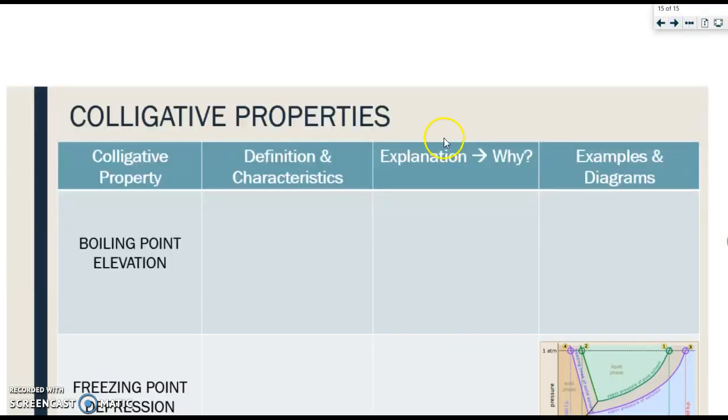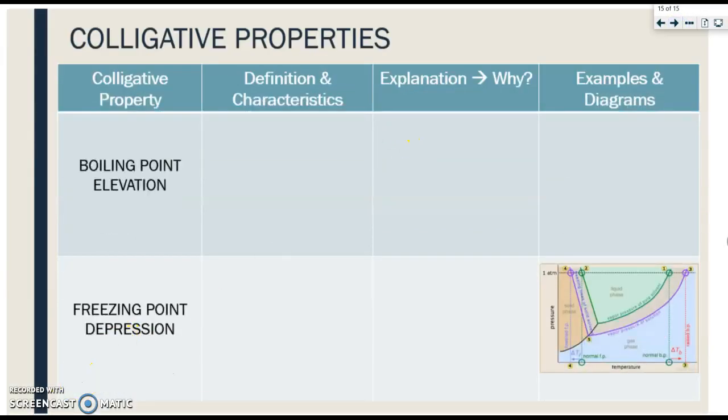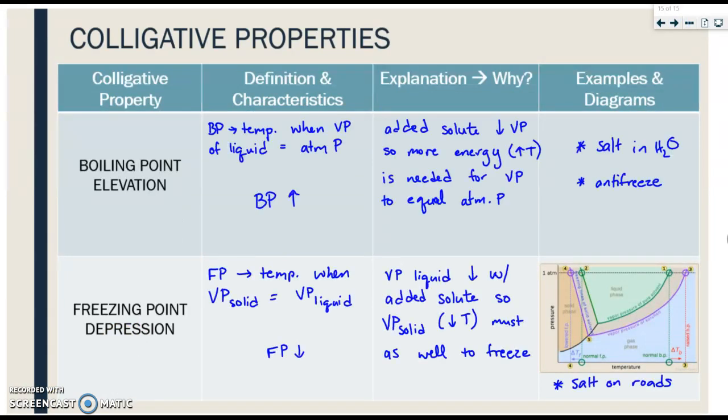The last 2 colligative properties are boiling point elevation and freezing point depression. Okay. Boiling point elevation. Boiling point in general is the temperature when the vapor pressure of the liquid is equal to the outside atmospheric pressure. We just learned that adding solute decreases vapor pressure, so more energy, an increase in temperature, is needed to re-increase it so that it equals the atmospheric pressure. Okay, they're all connected. Salt and water is a good example of this, as well as antifreeze.